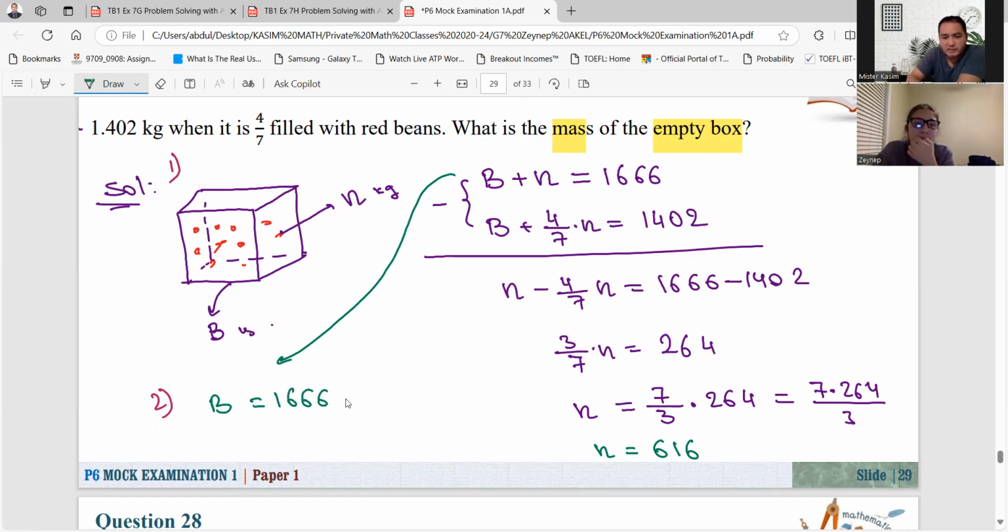If you move N to the right hand side, it will be minus 616. 6 minus 6 is 0. 6 minus 1 is 5. 6 minus 6 is 0. And here we have just 1. So the answer will be 1050. It's actually in grams, okay? In kilograms, we should just divide it by 1000. Okay, Zeynep?